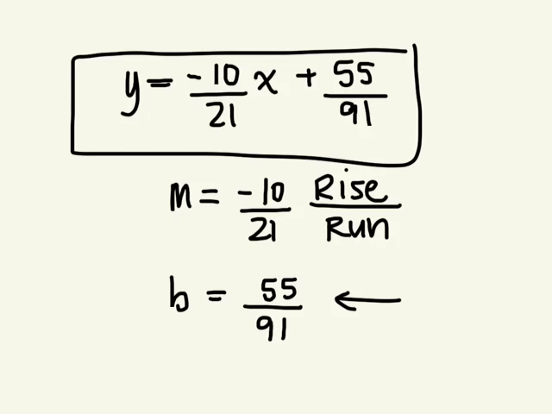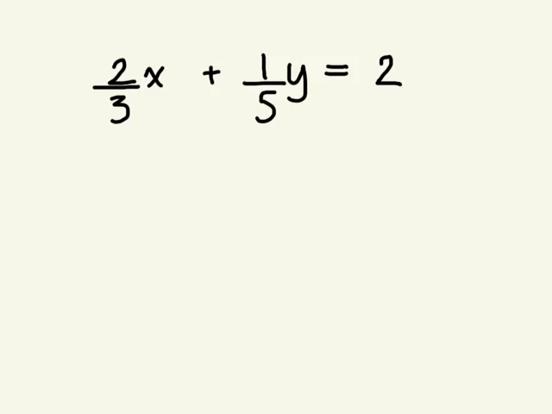What's 55 divided by 91? We'll round it off to 0.6. This would be difficult to graph because this is such a long decimal number, but the y-intercept is approximately located at 0.6. What's the first step here? I want to isolate y.